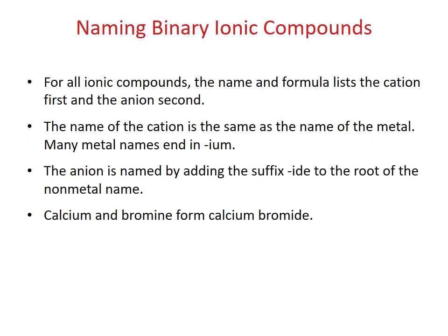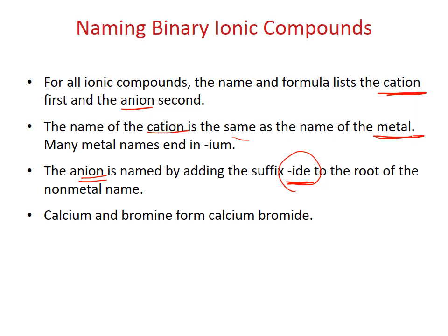Here shows how to name binary ionic compounds. For all ionic compounds, the name of the formula lists the cation first, anion second. The name of the cation is the same as the name of the metal. The anion is named by adding IDE to the root of the non-metal name.